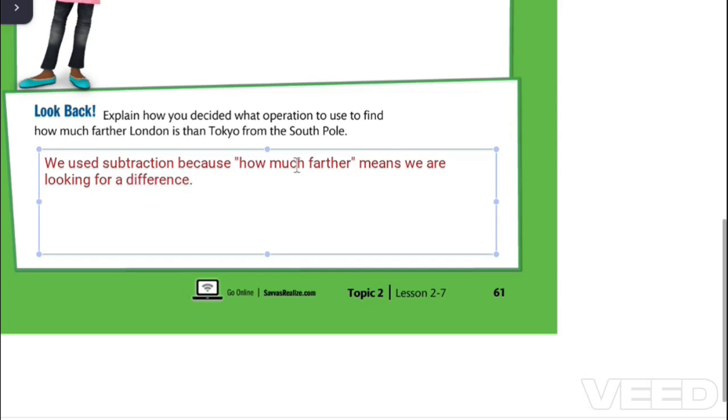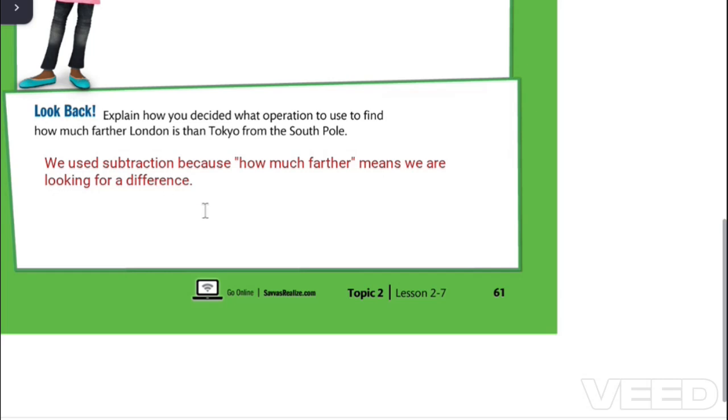When we say how much farther, how much bigger, how much more, that always means, more times than not, that we are going to be using subtraction. Go ahead and write this down, class. We used subtraction because how much farther means we are looking for a difference, means we are looking for an answer to a subtraction problem.